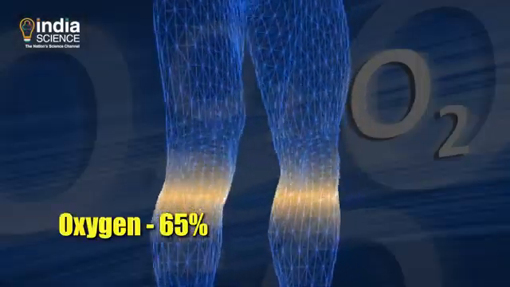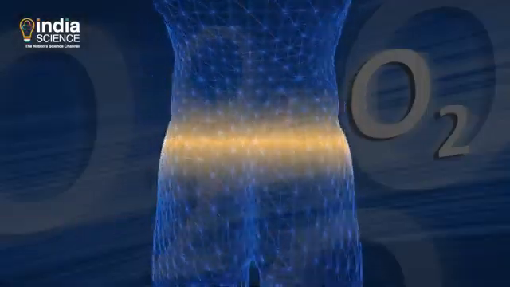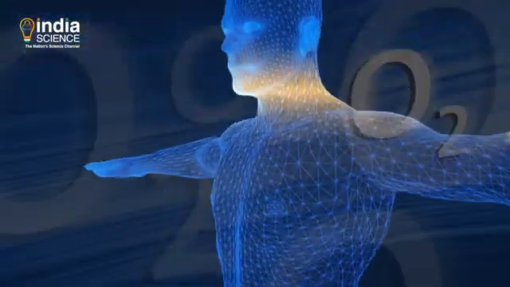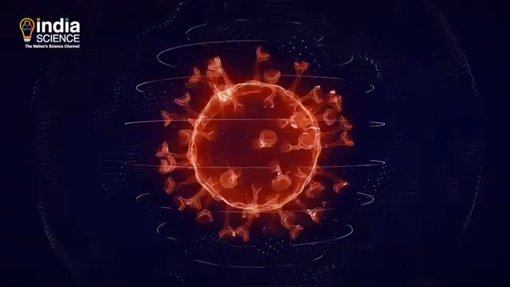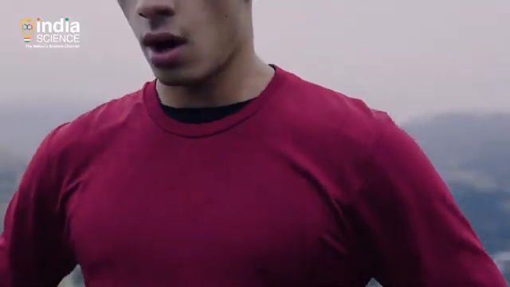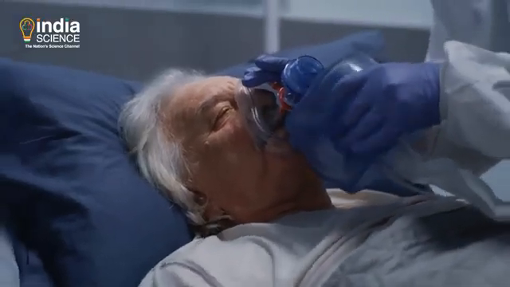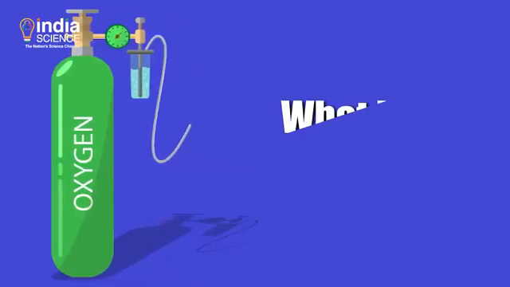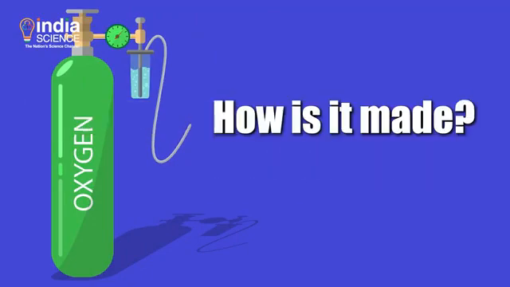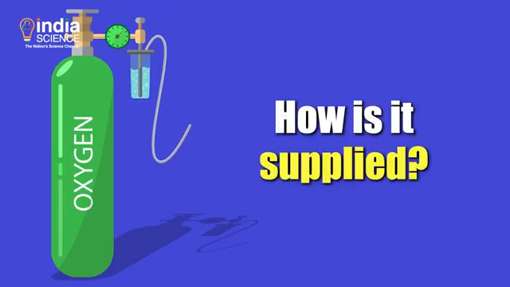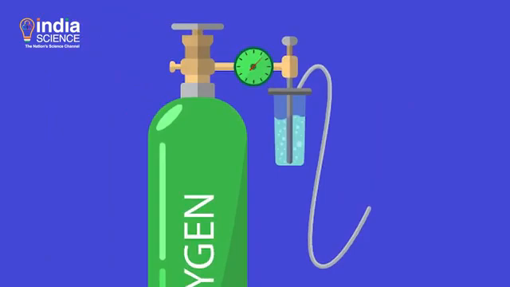65% of the human body is oxygen. It is the basic need of human life on Earth to survive. COVID-19 hampers the supply of oxygen in various parts of the body in severe patients, and hence they require medical oxygen. But what is medical oxygen? How is it made? How is it supplied? Know it all in this video.